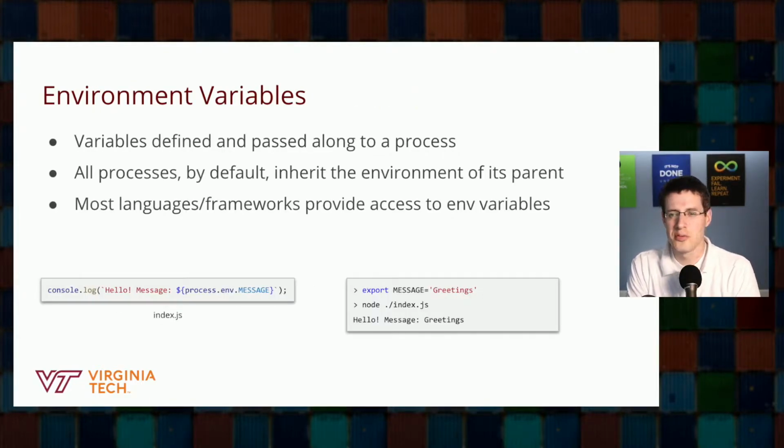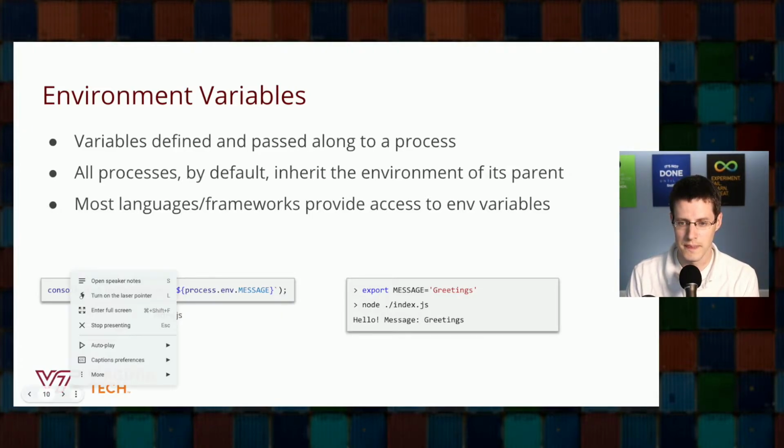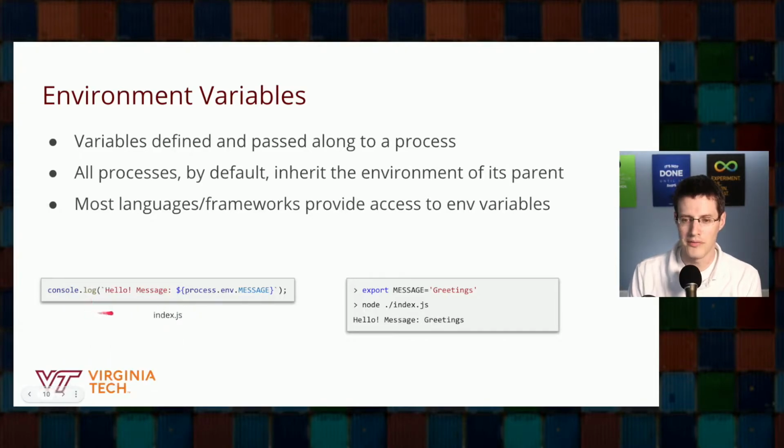Okay, so environment variables, again, are passed along from a parent process to a child process. And all processes by default inherit the environment of their parent. And most languages and frameworks provide access to environment variables. So let me grab the laser pointer here. On the left here, I just have a very simple node script that says hello message. And then this is reading from process.env, so the process environment variable named message.